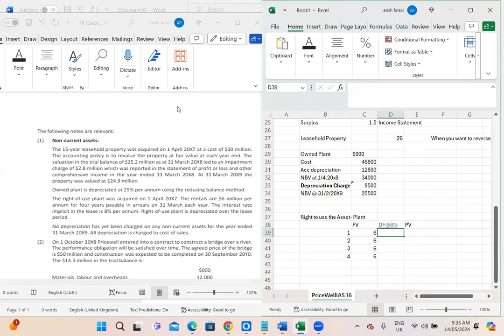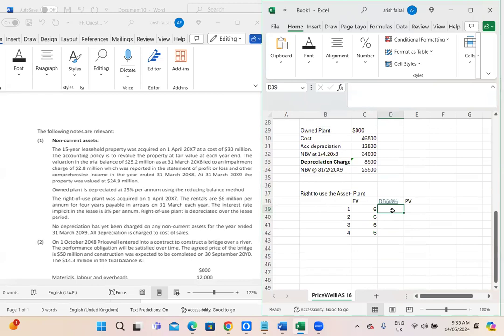Okay, so here you go. So this would be 1 divided by 1.08, right? So this divided by, again, 1.08. So that's the second year factor, and I can keep on doing it for the third and fourth.